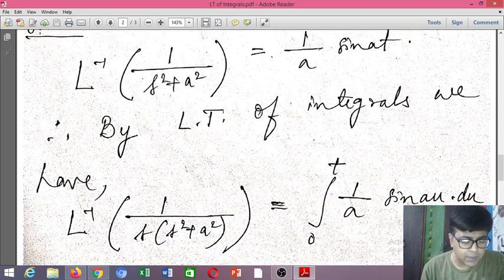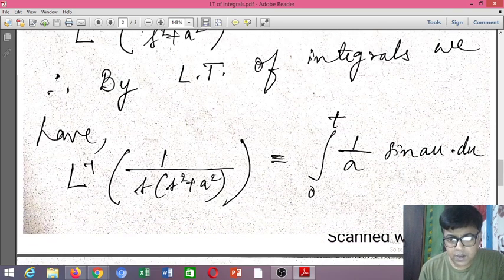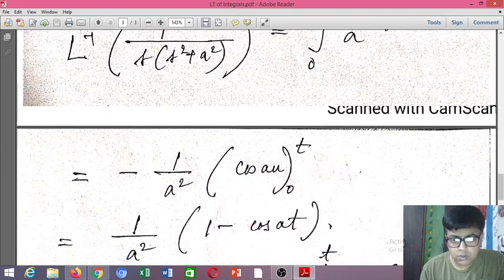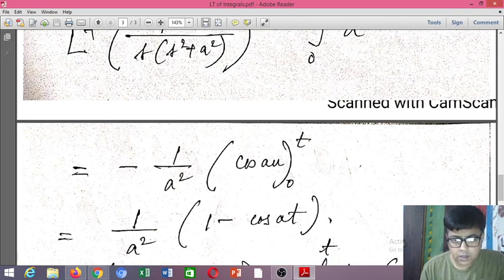I'm just applying the property, the integral 0 to t f u du. So the formula is being used directly, and now the integration takes place. Simple integration. If you integrate sin a u, it is minus cos a u. Another a will come down, making it a square. So minus 1 by a square cos a u, limits 0 to t. If we put the limits, cos 0 is 1. Observing the minus sign inside, you finally get 1 minus cos a t divided by a square.